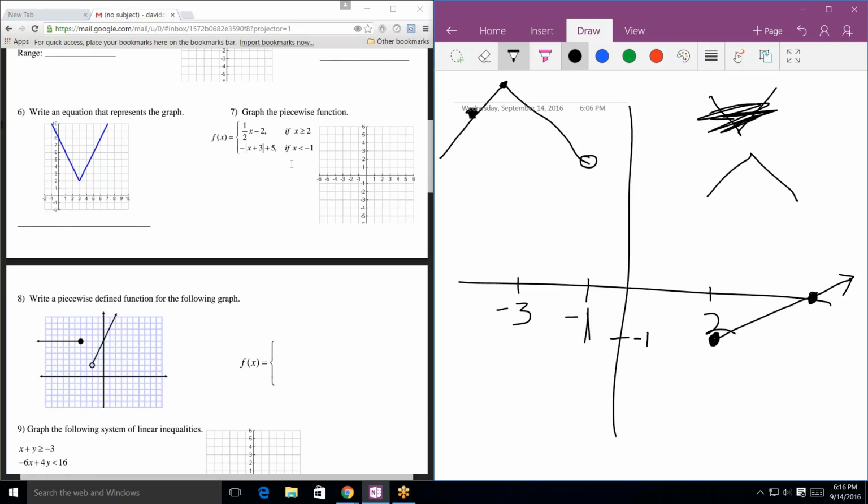And that looks like an inverted absolute value function that's been shifted 3 units to the left and moved up 5 units. And so I know that curve is correct. That's 5 right there.